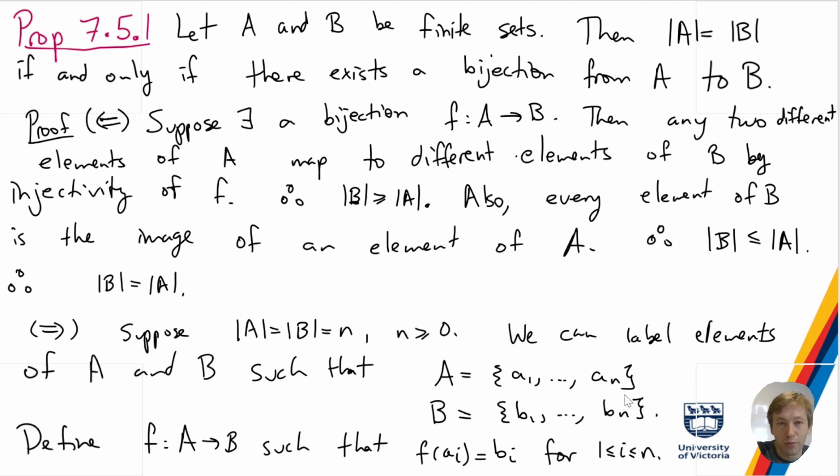Perhaps I won't go into more detail than this, but it's pretty easy to see that this function is a bijection, right? Two different elements of A, let's say ai and aj, will map to bi and bj, which are two different elements of B. And clearly for every element of B, if I look at bi from B, there's an element of A such that f of that element is bi, because you can just take ai. So that completes the proof.